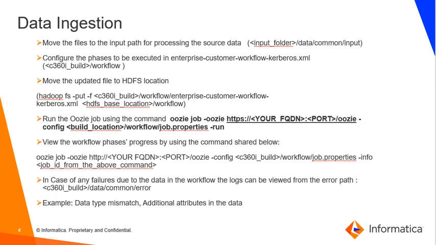And one more common error which we usually see is the additional attributes we receive in the data. Like if we are expecting 5 or 6 attributes and we are getting more, like 7 or 8, then the data is considered as invalid data.